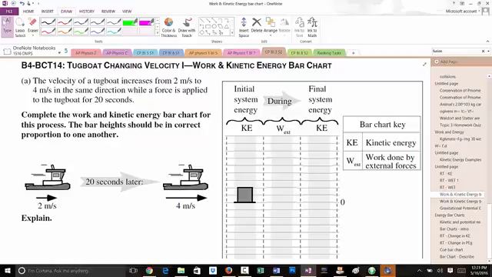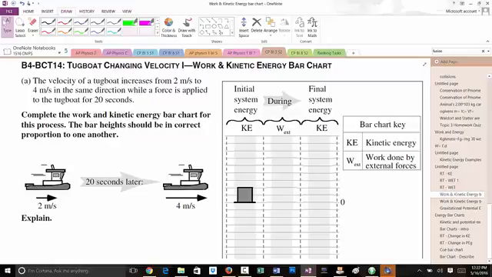So here's the deal. It says the velocity of a tugboat increases from 2 meters per second to 4 meters per second in the same direction, while a force is applied to the tugboat for 20 seconds. Does that seem reasonable enough? It says complete the work and kinetic energy bar chart for this process. The bar heights should be correct and in correct proportion to one another.